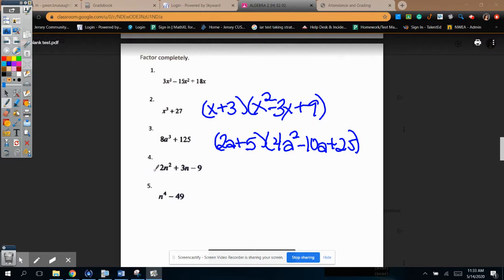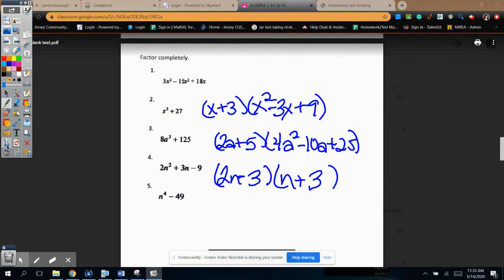Okay, and this guy we're going to do guess and check. Only way to break down 2n squared is a 2n and n. 9, I could do 3 and 3 or 9 and 1. I don't want the 9 here and I don't want the 9 here because if I put a 9 here, it'll be 9 and 2, which is 7. So I'm guessing it's going to be a 3 and 3. I got to get to a +3. So I went a +6 and a -3.